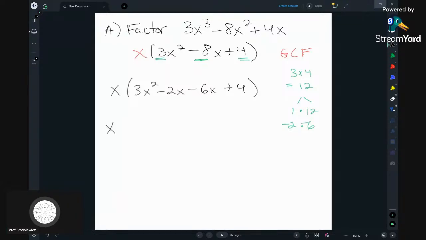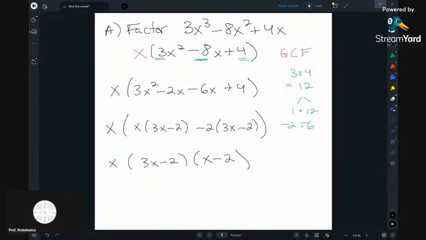Excuse me, sir. What's up? I was looking at the 2 and the 6, so I kind of switch it and say 3x squared minus 6x and put the 2 on the other side. If you lead to the same result, you're good, as long as you can get here. And then we'd be left with 3x minus 2 times x minus 2. Yeah, that's right. If you got that with a different way of getting there, you're good.